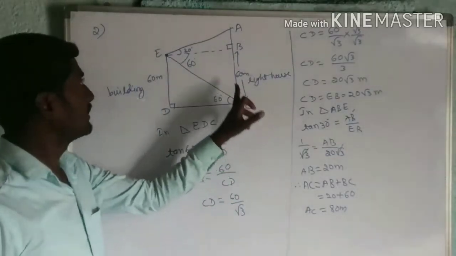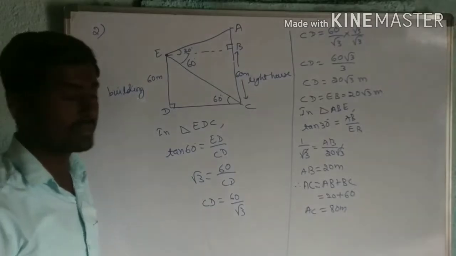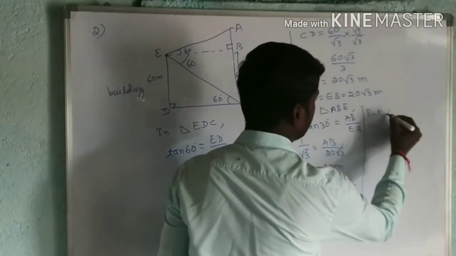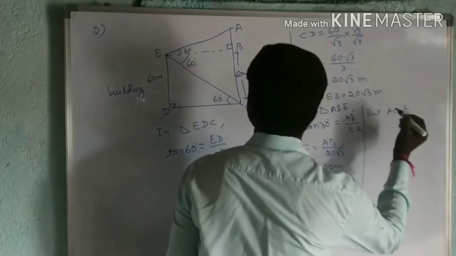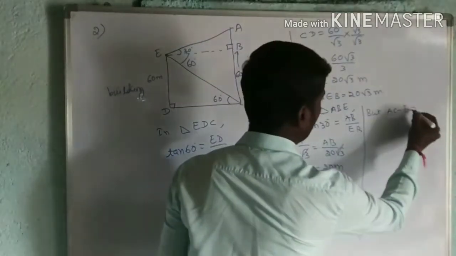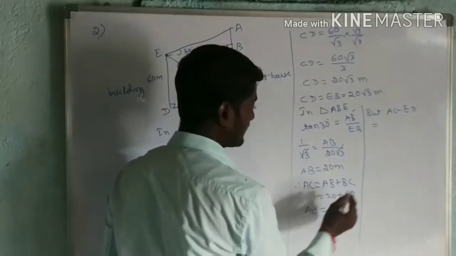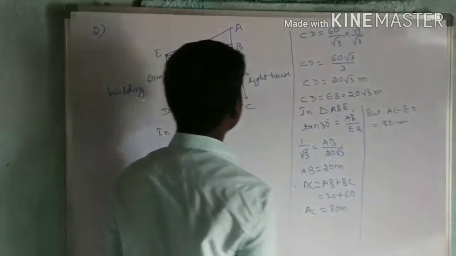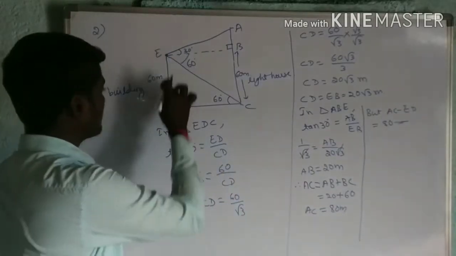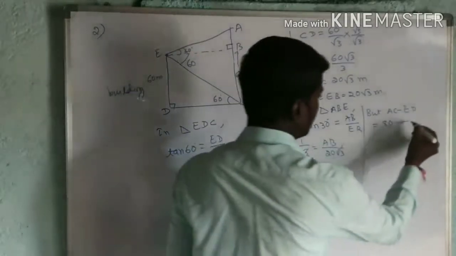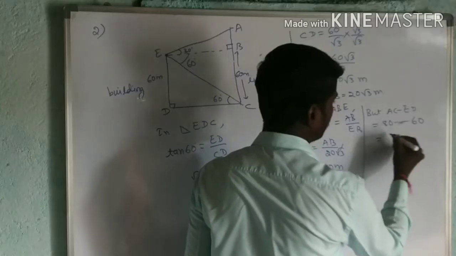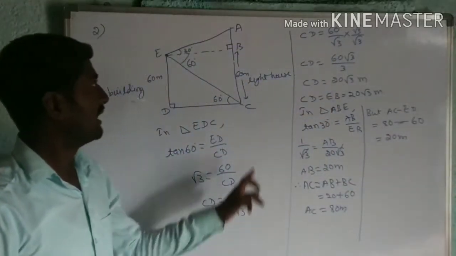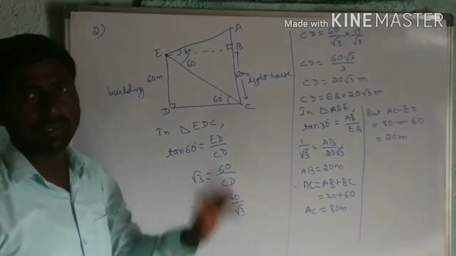Now AC I got. I want AC minus ED. So AC minus ED is equal to AC, 80 meter, minus ED. ED is also 60 meter. So 80 minus 60 is how much? 20 meter. That is the difference between the heights of the lighthouse and the building.